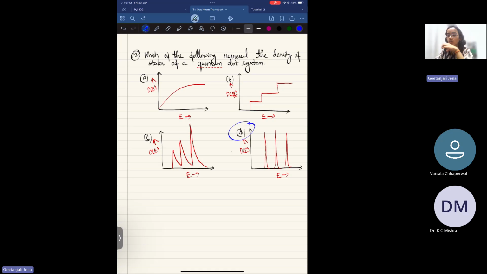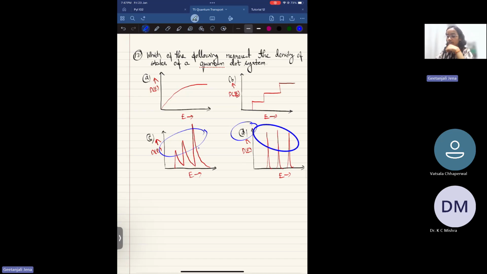So a quantum dot is a quasi 0D system, so we'll see the density of states behave like a Dirac delta function. Sorry, this one is for 1D, right? C is for 1D, so if you take a 1D quantum wire, you will see this effect. This is for the 2D case, constant density of states, and this is for the 3D case where it goes as square root of E.